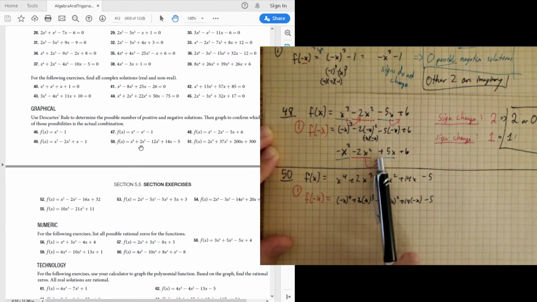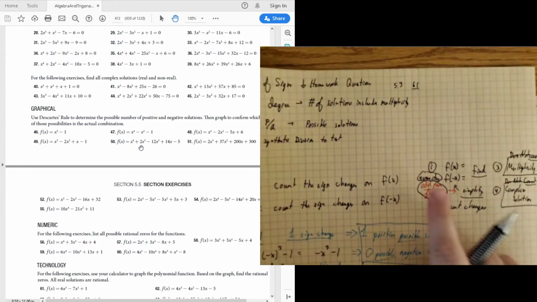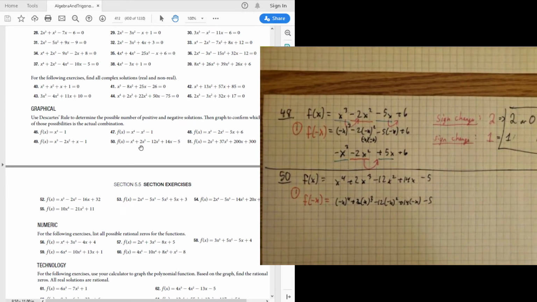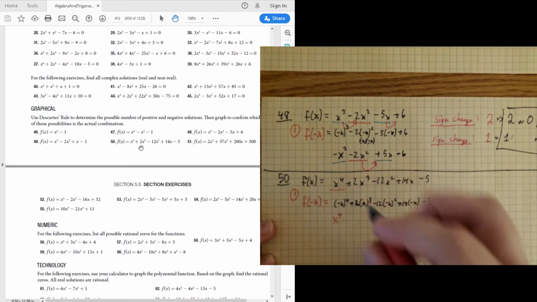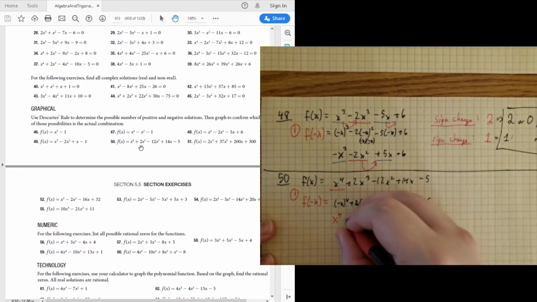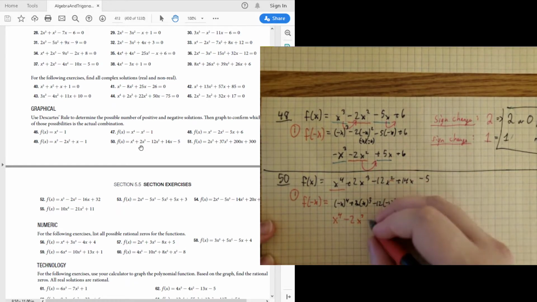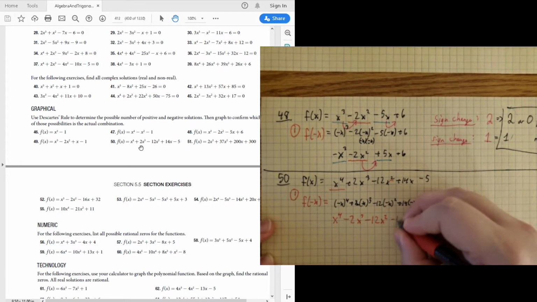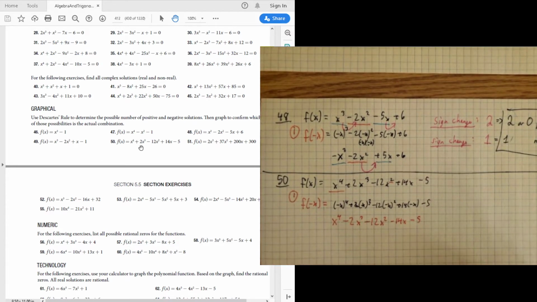And rather than trying to do the math, this time I'm just going to use those shortcuts we mentioned. Those shortcuts were: even powers are going to stay, odd powers are going to flip signs. So x to the fourth is an even power. It's going to stay x to the fourth. 2x to the third is an odd power, so we have negative 2x to the third. Negative 12x squared, the square is an even power, so it's going to stay. Plus 14x is going to change. Minus 5, minus 5. Okay, let's count those sign changes.